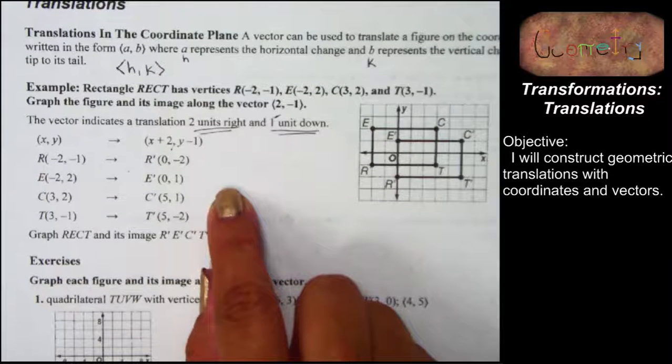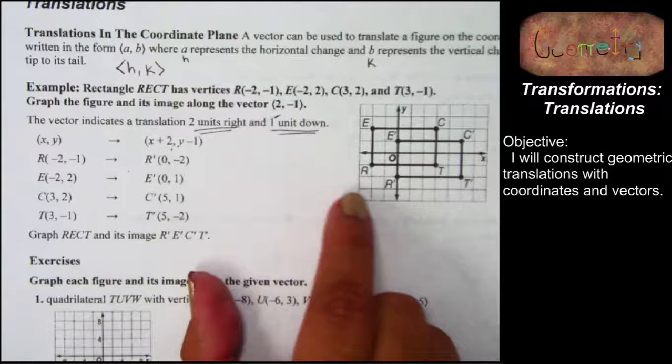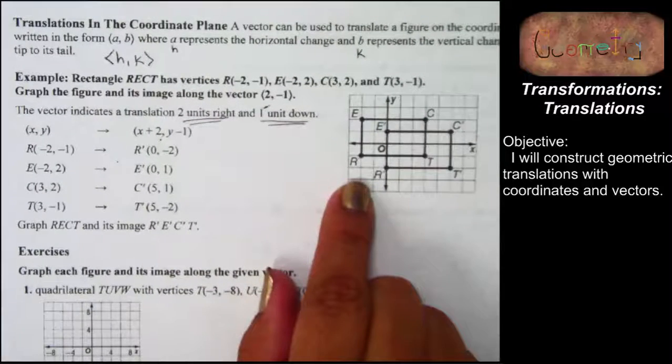You see it? All we did was added 2 to the x and subtracted 1 from the y. When we redraw the picture, we end up with something that looks like this.